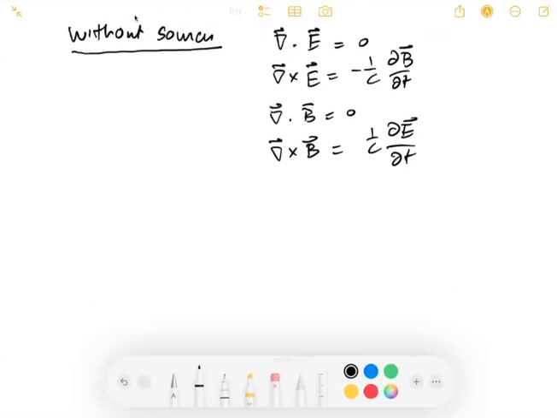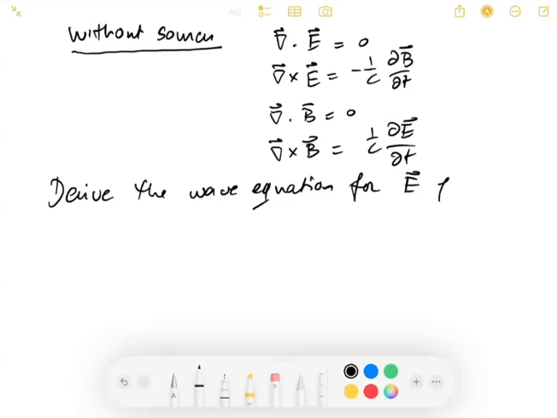Okay, let's do Nearpod. Derive the wave equation for E from Maxwell's equations.